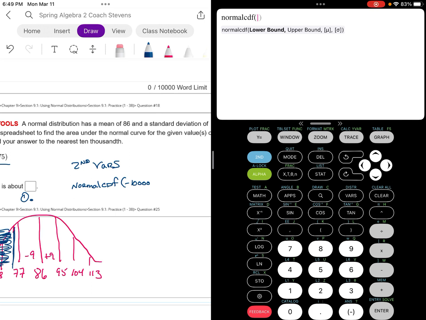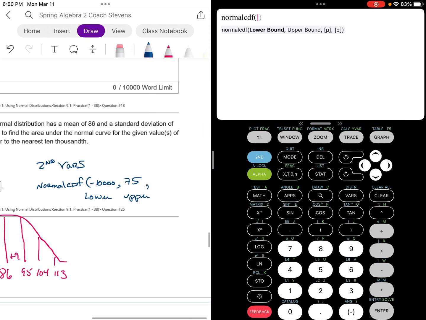And each problem we may have to adjust it a little bit. Sometimes we'll do negative 1,000,000 when you have to do something really big. So do negative 10,000, and then put in a comma. Commas separate the things. Then my upper bound will be my 75. So there's my lower, there's my upper. And then my mean, they said in the problem, my mu was 86, and then my standard deviation was 9.